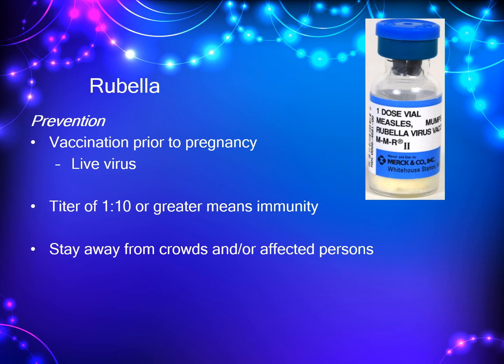So for rubella, we can prevent. The vaccination is given prior to pregnancy or postpartum. So remember that it is a live virus, the MMR, so it cannot be given during pregnancy. A titer for mom of 1 to 10 or greater means that she's immune. And to prevent contracting rubella, stay away from crowds or any affected people.